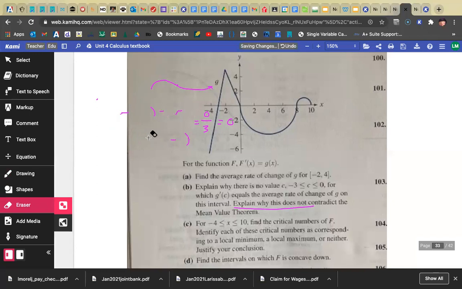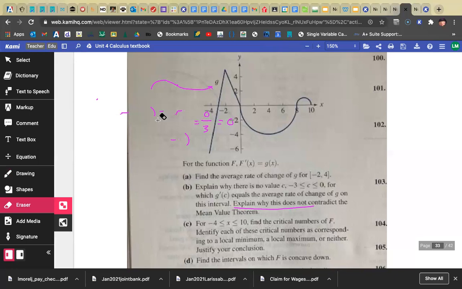Okay, so part C says, again, on a closed interval from negative 4 to 10, find the critical numbers of the function f. Identify each of these critical numbers as corresponding to a local min, a local max, or neither, and justify my conclusion. I'm not going to write everything out here because you're going to get some extra credit if you do it.